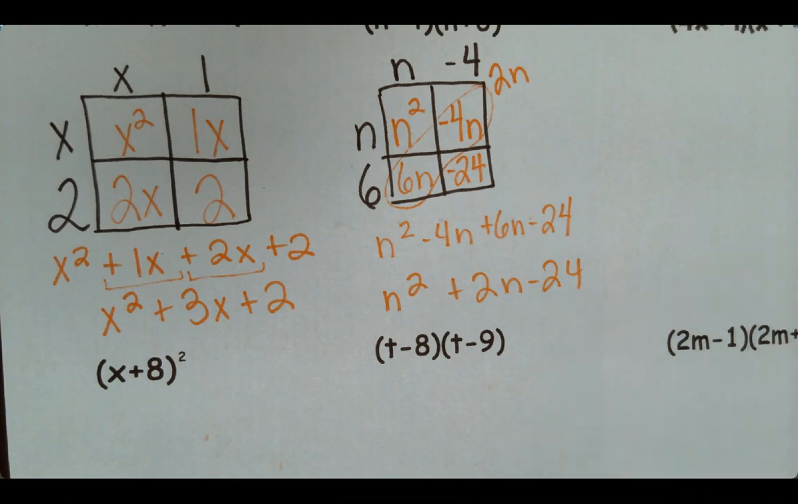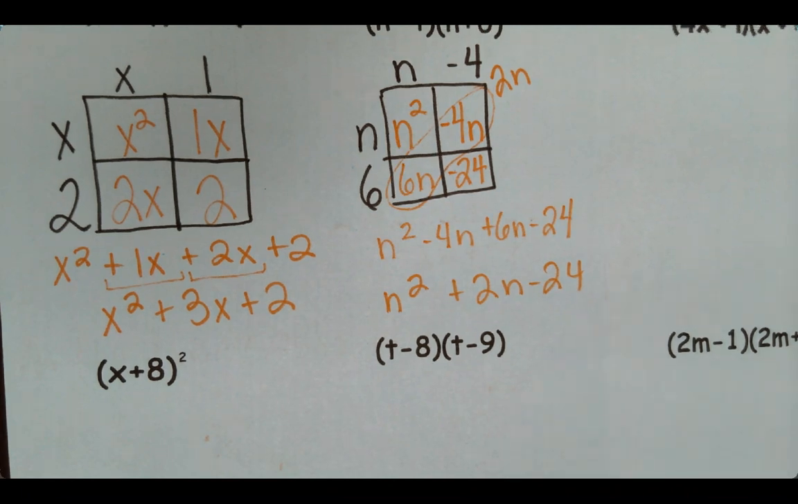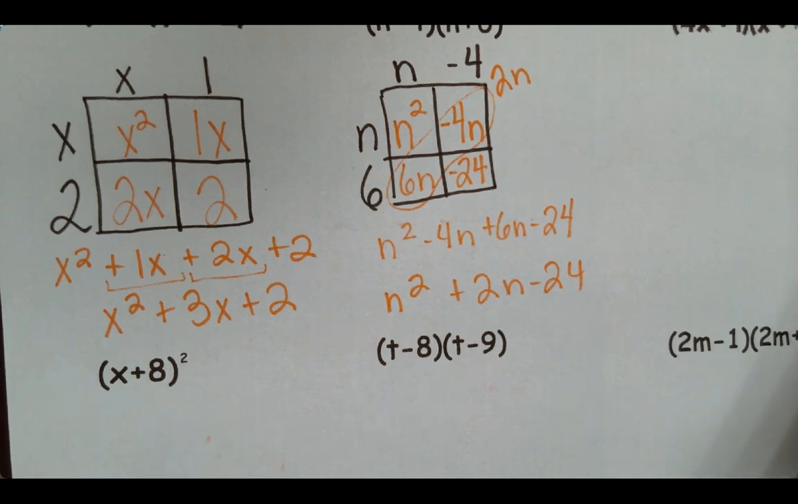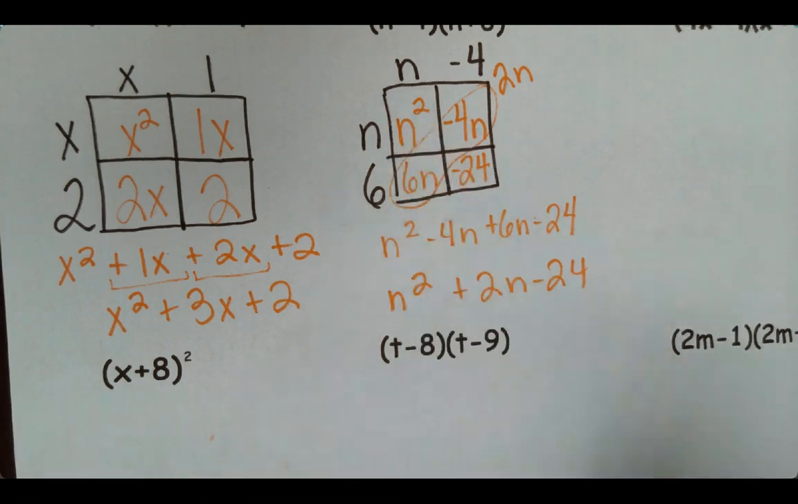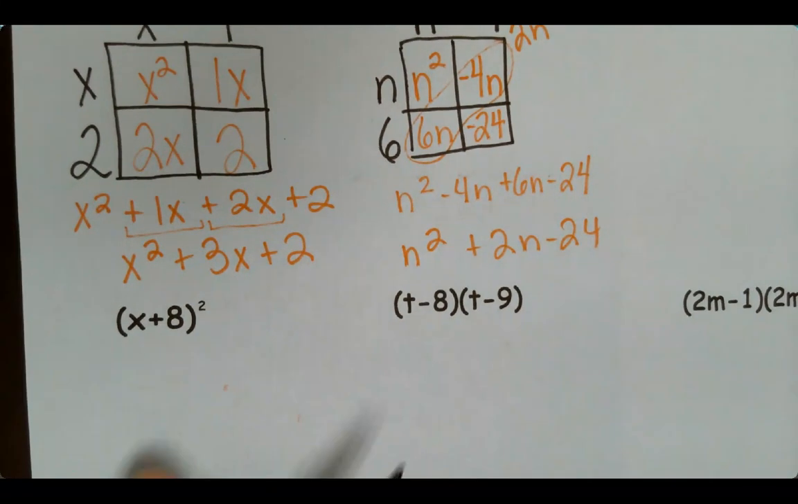I'm going to start doing that from now on. I'm going to circle my diagonals because they're my like terms. Sometimes it doesn't happen like that, but with binomials, it does, especially ones that just have one variable. All right, let's go to this one.